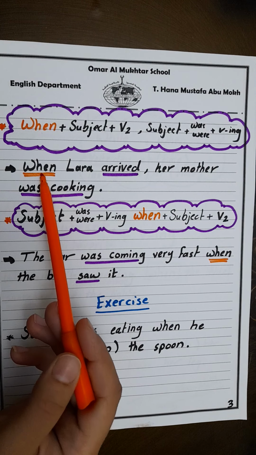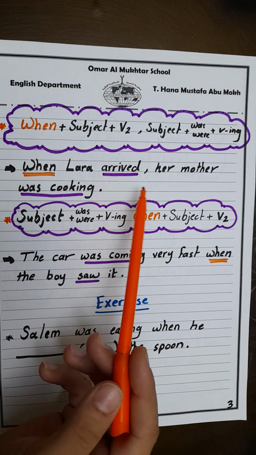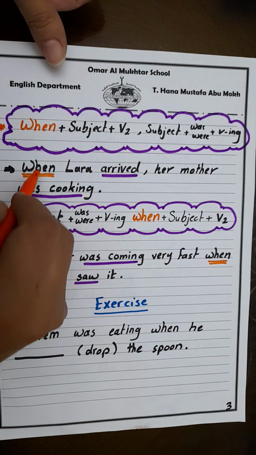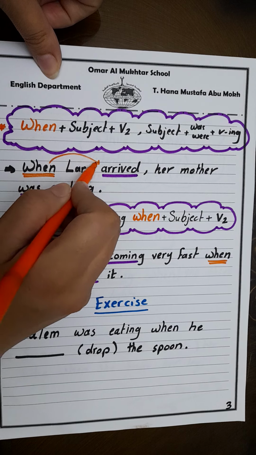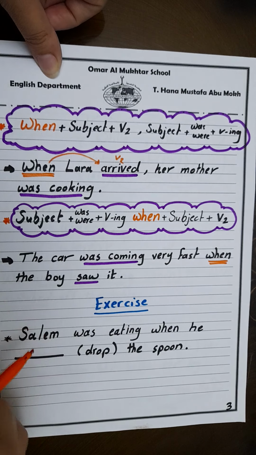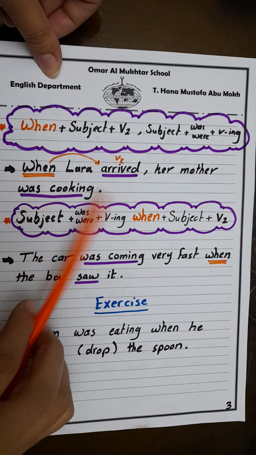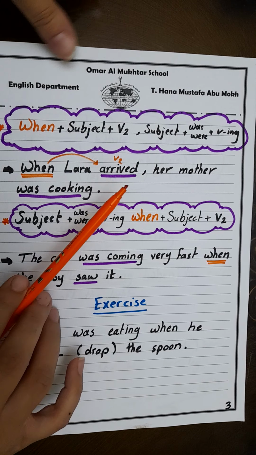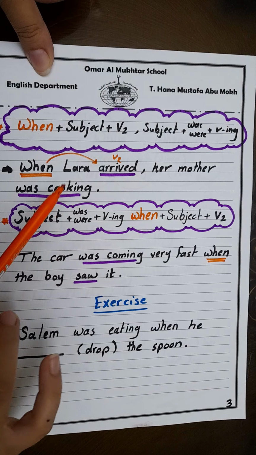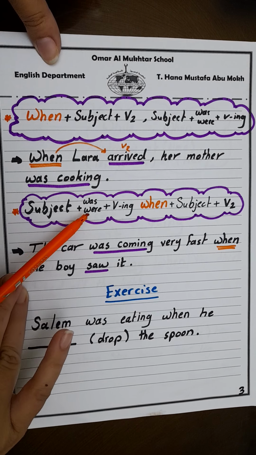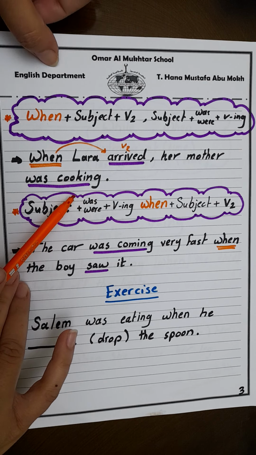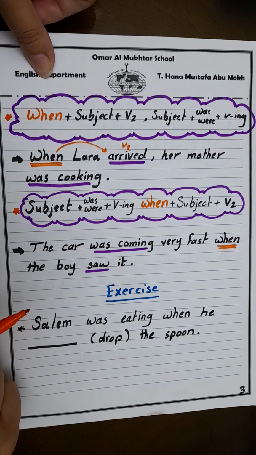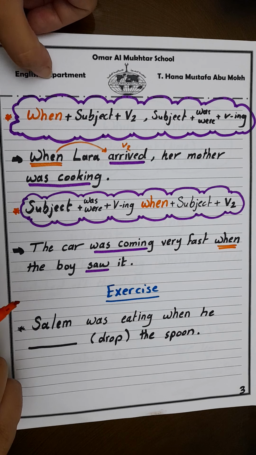The second part of the sentence, the continuous action, is subject was, were plus verb ing. As an example: when Lara arrived, her mother was cooking. Okay, now with when, what comes after when? verb to. And this is the sudden action, the event that happened suddenly. Her mother was cooking. Her mother was cooking. Okay, so here the continuous action, and this is the sudden action.